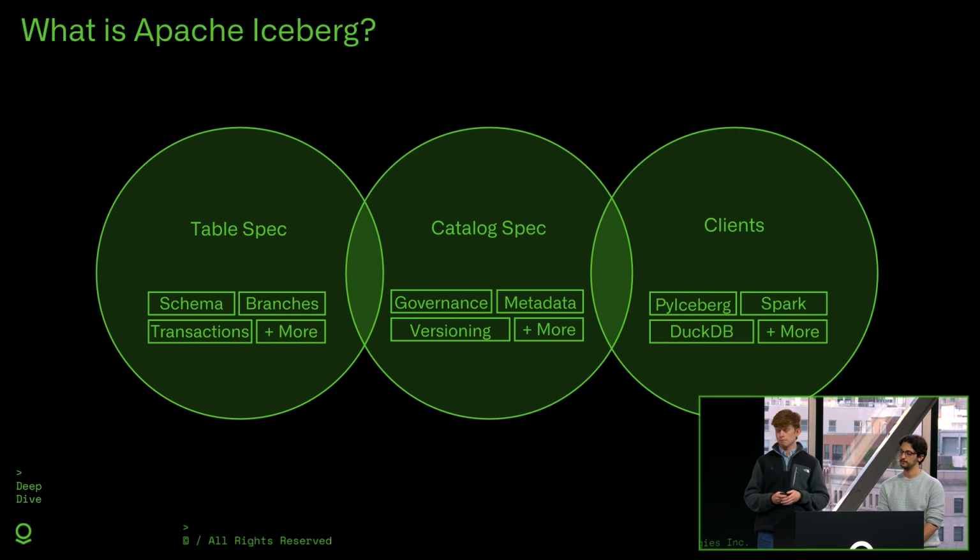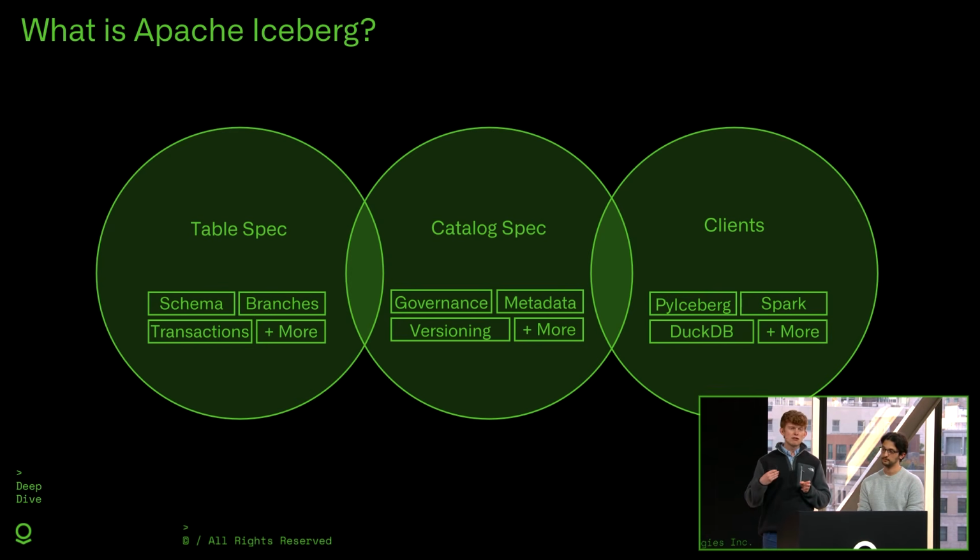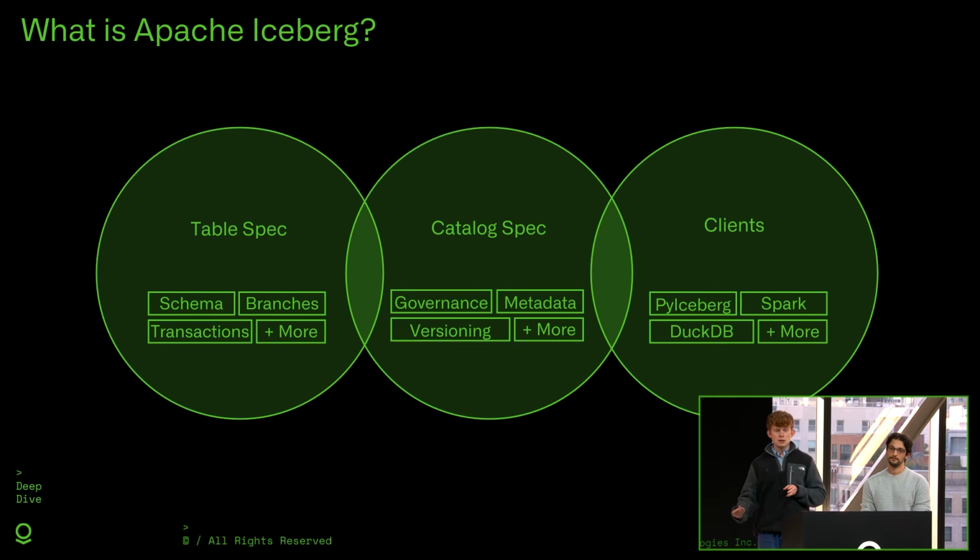The final thing that we get from Iceberg is the clients. So Iceberg provides a bunch of open source clients in different languages and compute engines, which can be used to easily read your data. Some of the ones you may have heard of are PyIceberg, which allows you to read Iceberg tables from Python, as well as the connectors that exist for engines such as Spark and DuckDB.